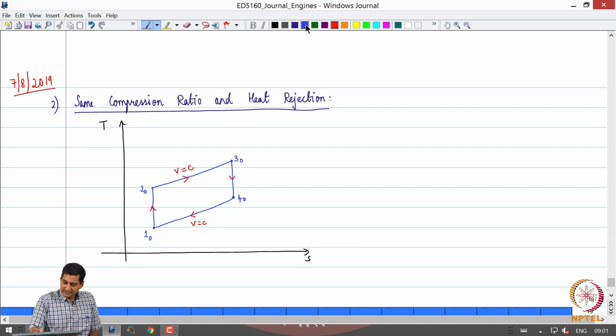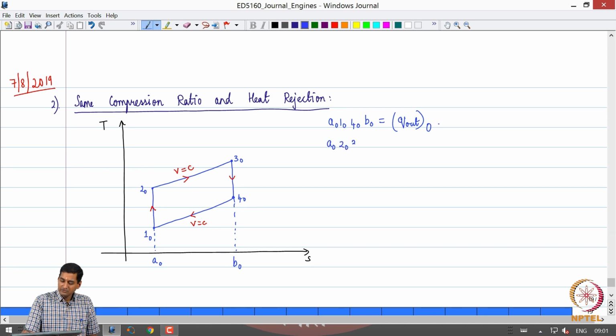Now, as we have already discussed, the area AO, 1O, 4O, BO is equal to the heat rejected in the Otto cycle, and the area AO, 2O, 3O, BO is the heat input given to the Otto cycle, right. So, that is something which we have already learned. Now, once again let us start from the same initial state. So, 1D is the same as 1O.